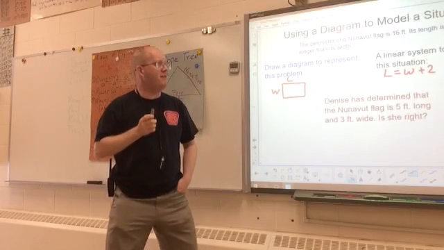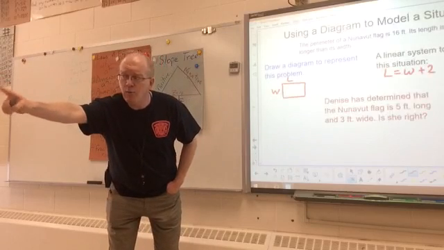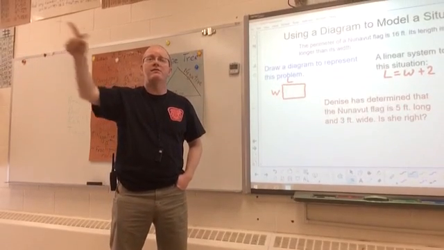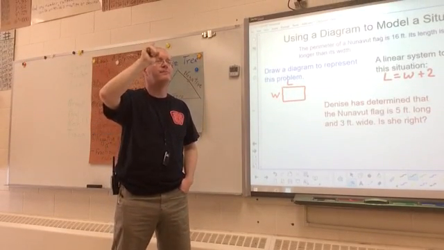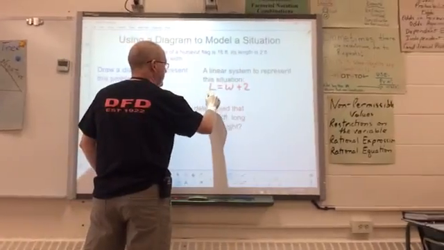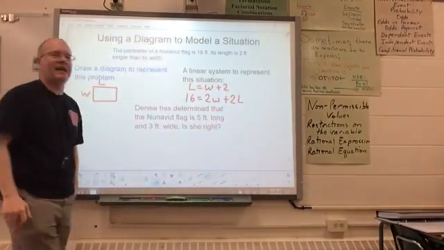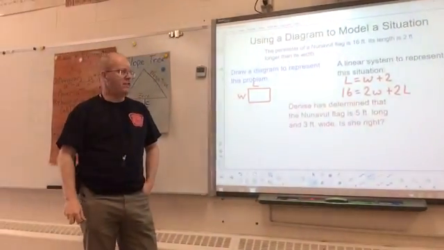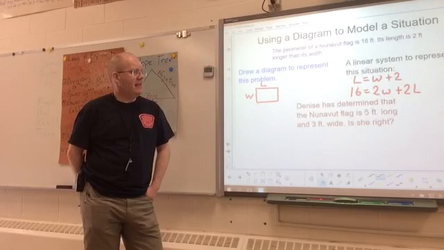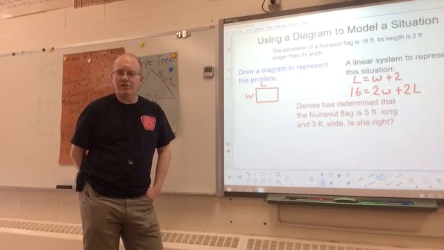What's the other bit of information I gave you? Louder. What equals 16 feet? The whole thing or the perimeter. Perimeter? But you have to remember with the perimeter, you're adding 2 width and 2 length. Yes. So now we have two equations. Length equals width plus 2, and 16 equals 2 width plus 2 length.